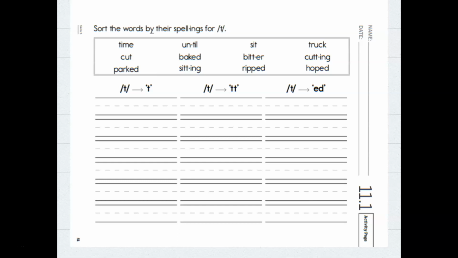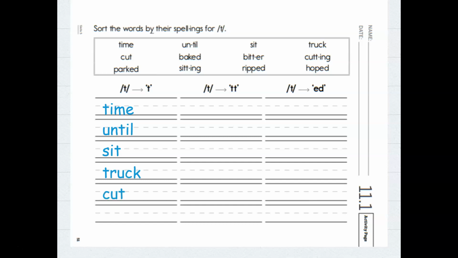Let's check our work. The word time should have gone in the T column. The word until should have gone in the T column. The word sit should have gone in the T column. The word truck should have gone in the T column. The word cut should have gone in the T column.